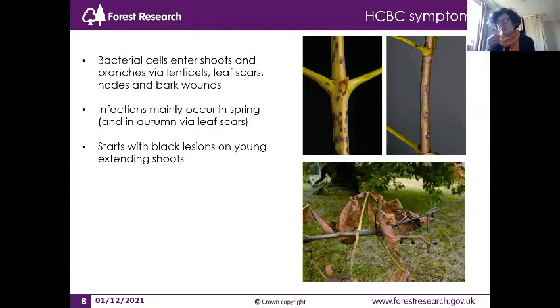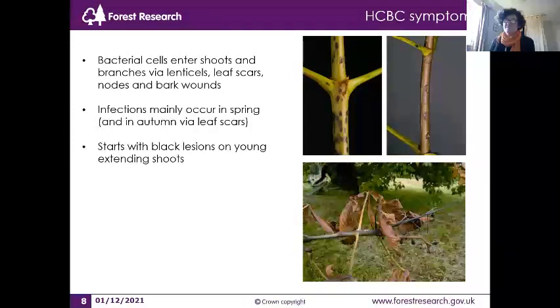We get a lot of infections occurring in the spring. When the shoots are extending at that time of year, the tree is very rapidly transpiring, so the lenticels are quite permeable to bacterial cells entering. These are the lenticels in the top left-hand photograph, and you can see the blackening around them where the bacterium has got in and is starting to establish. And on the shoot on the right-hand side, you can see little lesions starting to develop around lenticels.